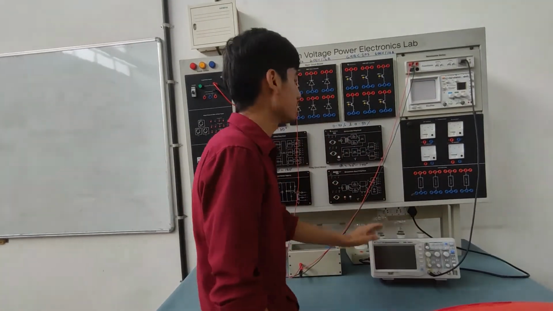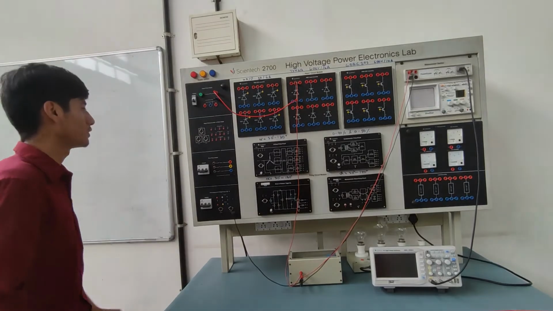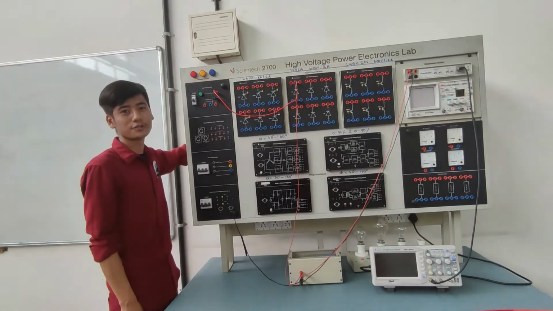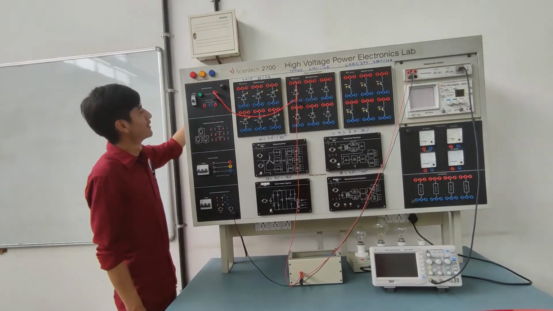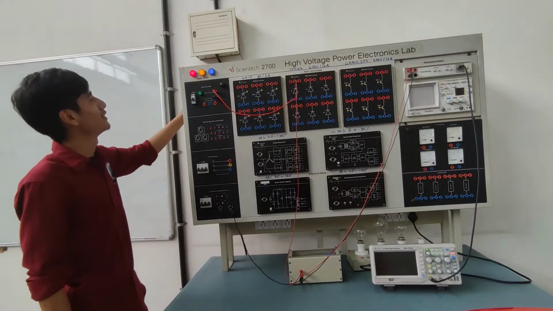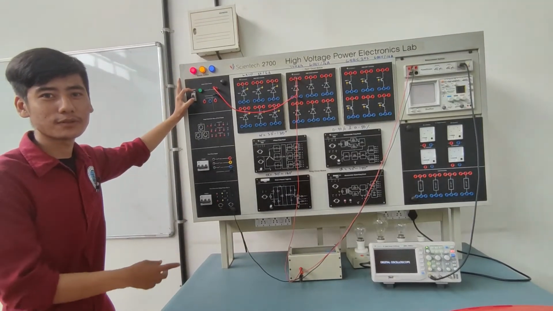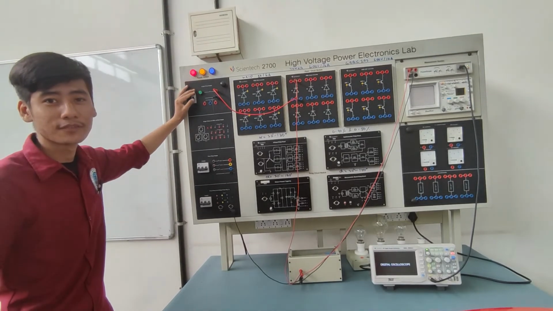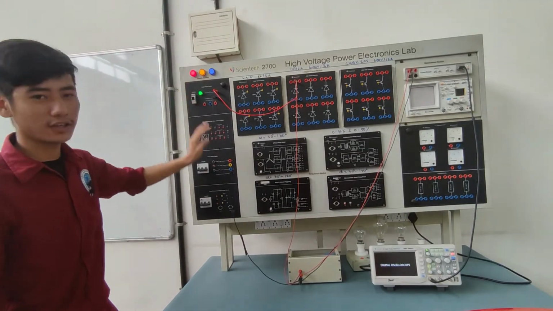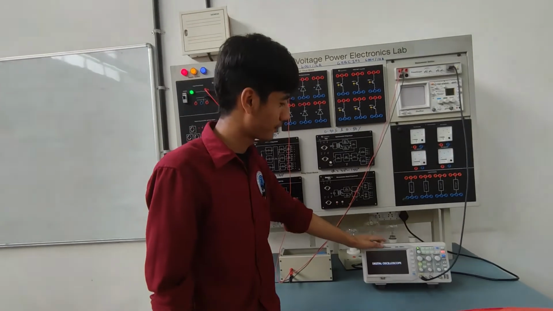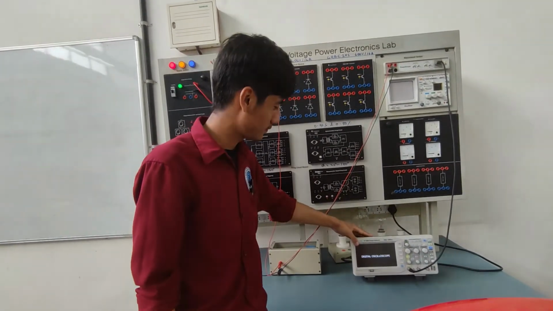And in order to run this experiment, we put on the 3-phase MCB from behind, and then we put on the single phase supply from here. Then we will get some wave from here.